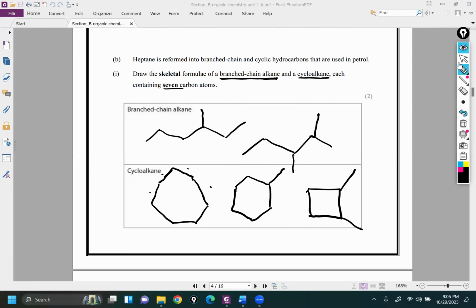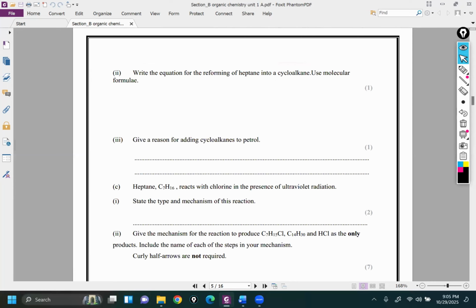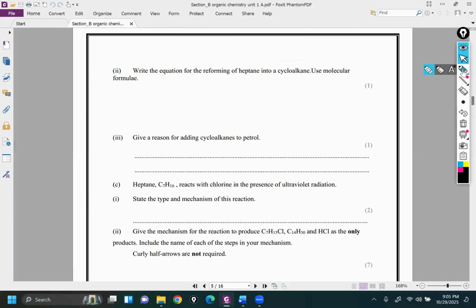So there are many options. Just draw only one structure and go to the next question. Because in the paper, if there is a 1 mark question and you are confident about the answer, always write down that definite answer and then go to the next question. No need to write multiple answers.